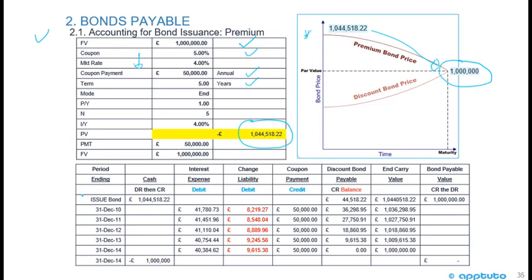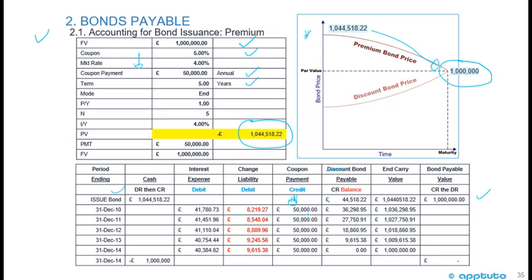So this is a similar table. Let's go through it. I'm going to issue the bond. I'm going to debit cash $1,044,518, and I'm crediting the bond payable. You can see in this case, my debit is higher than my credit, so I'm going to credit the bond premium. It's going to be a credit balance of $44,518.22. And again, as I make my coupon payments every year, that's going to be a credit.